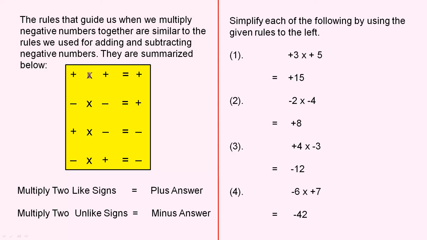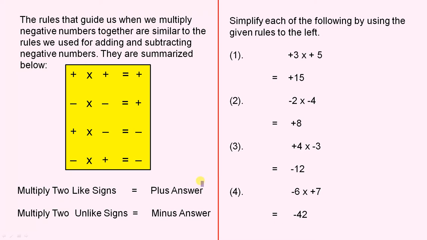A positive number multiplied by a positive number gives us a positive number. A negative number multiplied by a negative number gives us a positive number. Positive multiplied by negative equals negative, and negative multiplied by positive equals negative.